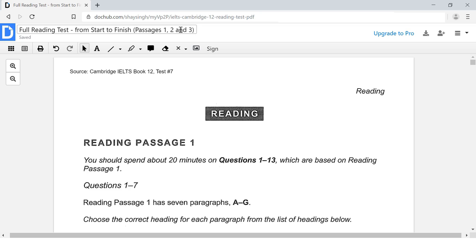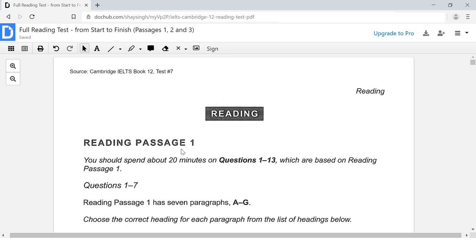Since there are 3 passages and I do want to keep these videos short, I'm going to be splitting this exam into 3 videos. In this video, we're going to answer reading passage number 1, and then in the next video, I'm going to answer reading passage number 2, and then in the next video after that, I will be answering reading passage number 3. So in these 3 videos, you will get a good sense of how to answer the entire reading test from the beginning to the end.